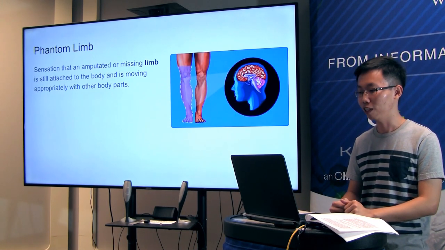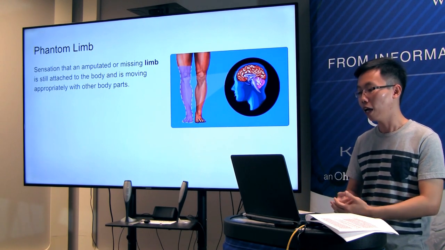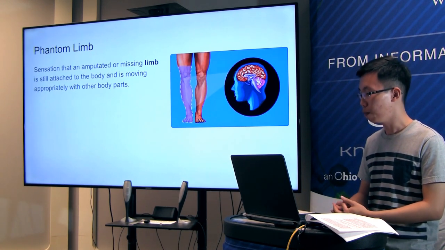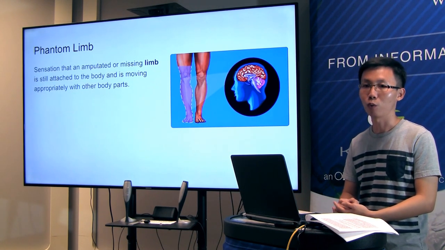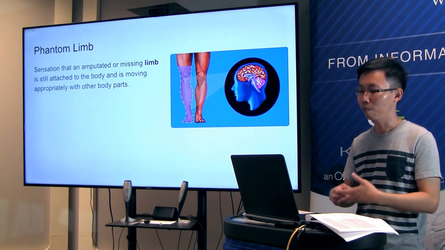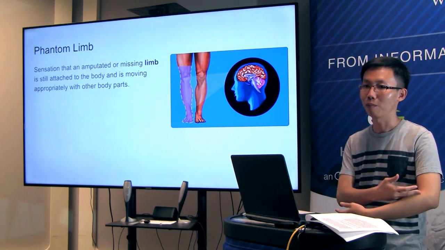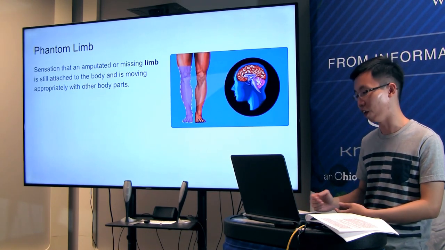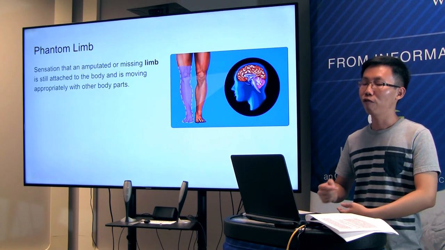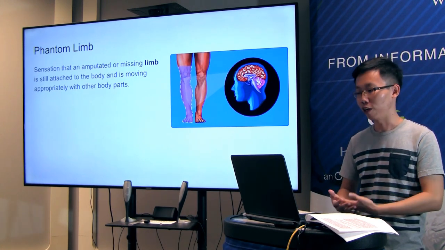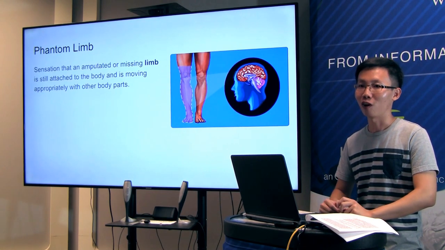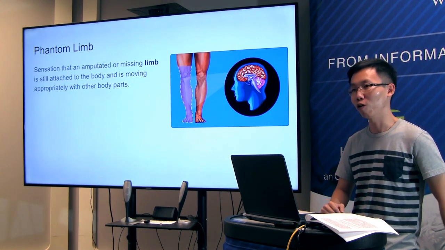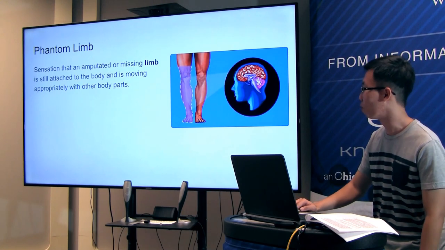This phantom limb is a sensation that an amputated or missing limb is still attached to the body and is moving appropriately with other body parts. So the amputee does not have the limb, but he is feeling that limb. This is called phantom pain. If you just feel the limb, it's not a big deal. But if you start feeling pain, or if you think that your limb is crooked in a very uncomfortable way, then it's a problem for them.